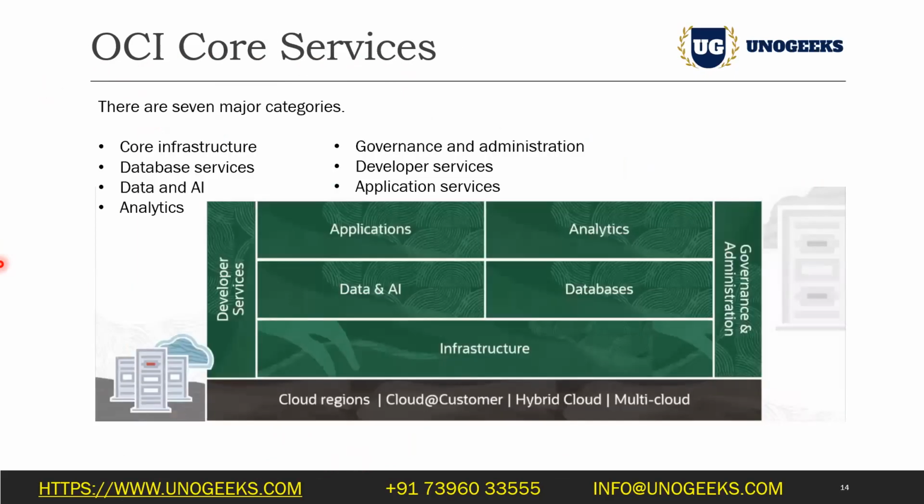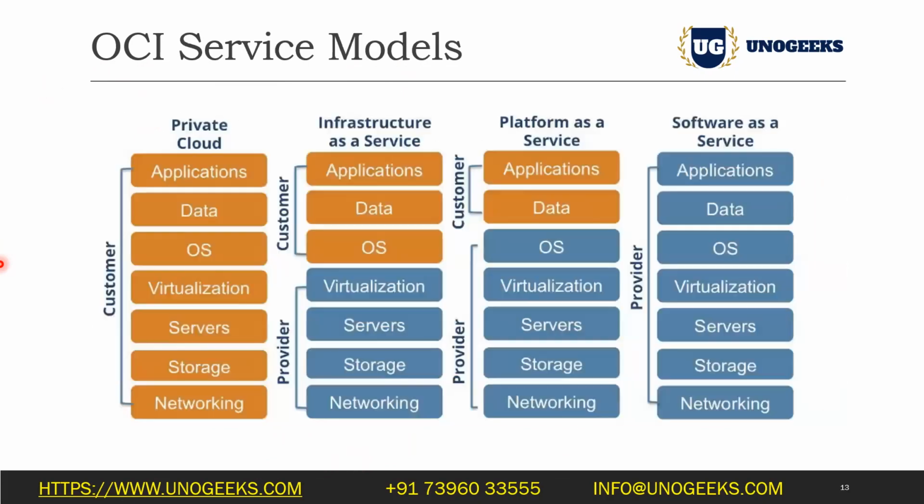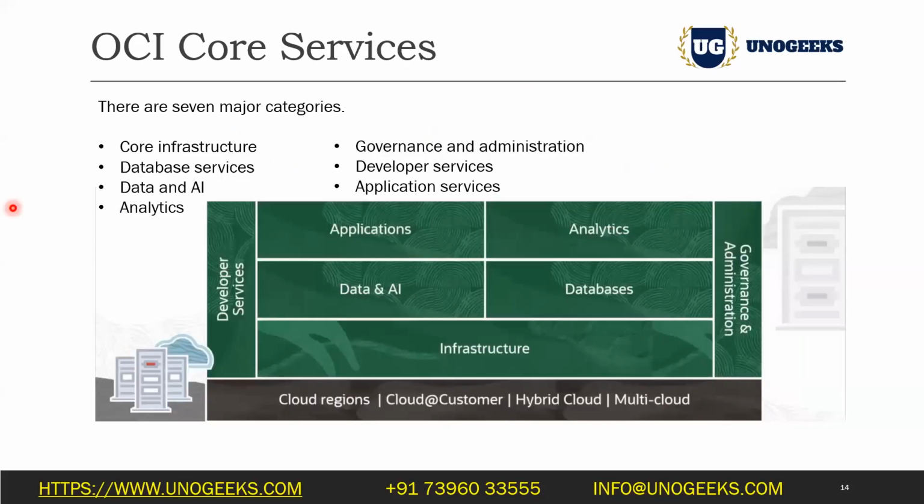Coming to the OCI Core Services. So we've discussed so far, they have more than 80 services. And these are the services which they are offering as part of IaaS or Platform as a Service or SaaS. So these services are again divided into 7 major categories.